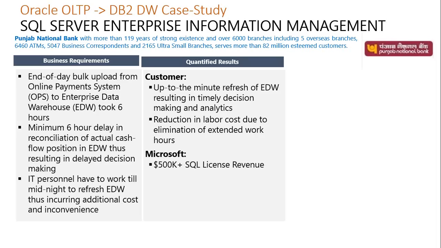But then they needed to understand and identify the changes which had happened in the Oracle OLTP database and push them on to their data warehouse, which was on DB2. And how did they do this? They did this using SQL Server Integration Services CDC, which is the most cost-effective solution when compared to things like GoldenGate, where you need to install it on both places.